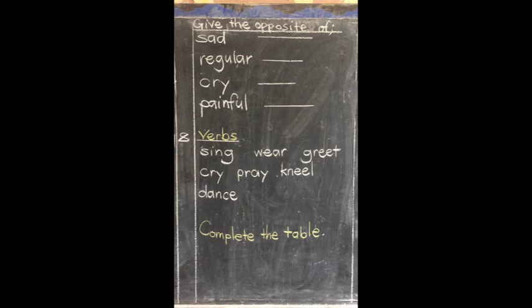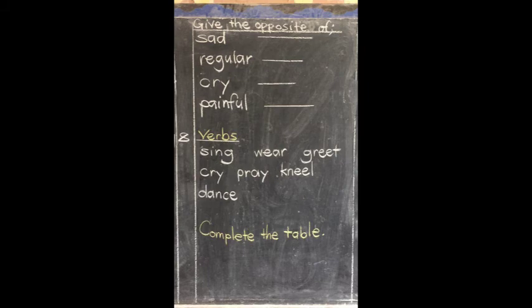So we now move to the next one. The next form that we are going to look at is verbs. Still, as we look at today's vocabulary, we have verbs among them. The first verb that we have is sing. We have wear, greet, cry, pray, kneel, and dance. We are going to see the way they appear in the different tenses. We start with the first one, which is sing.